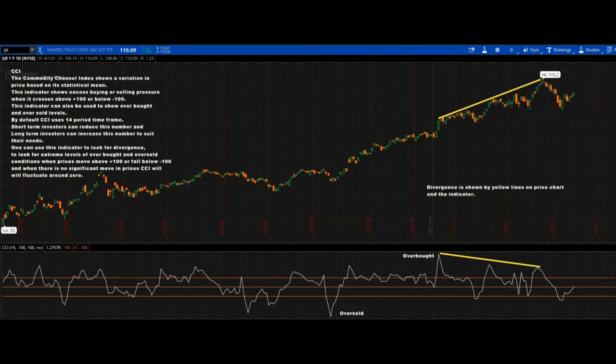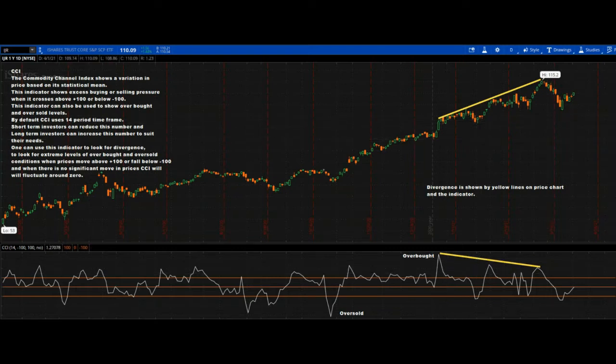By default, CCI uses a 14-period time frame. Short-term investors can reduce this number, and long-term investors can increase this number to suit their needs. So basically, there are three possible ways we can use this indicator. Number one is to look for divergences, which I'm showing right here with yellow lines.